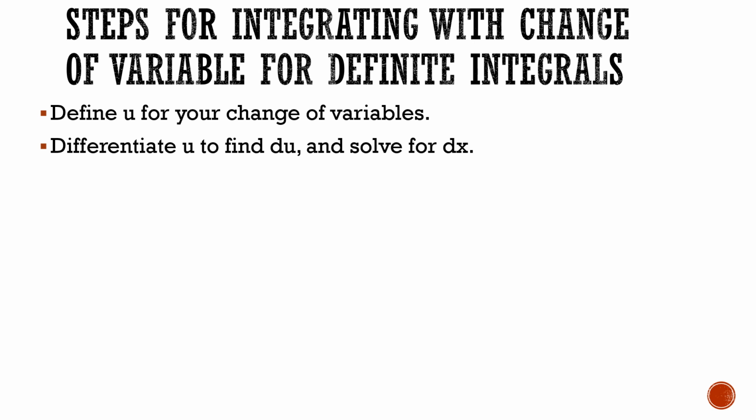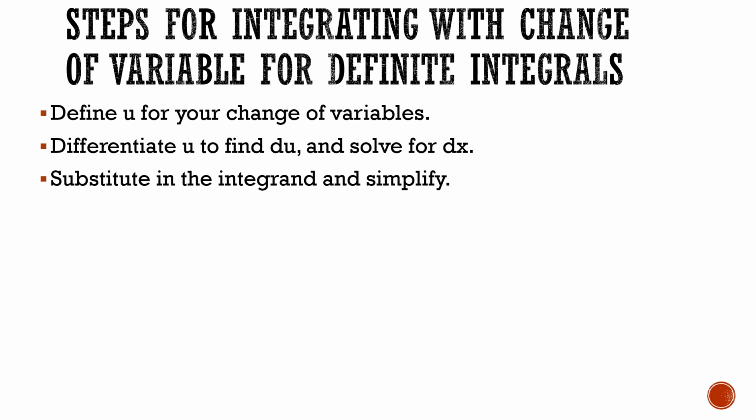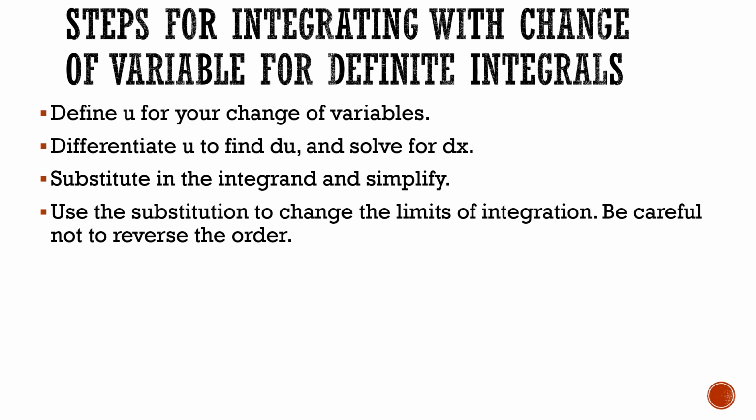All right, so here are your steps for integrating with change of variable. Basically, you're going to define your u like we've been doing. You're going to find your du and solve for dx, or whatever is in the problem with dx. You're going to substitute in and simplify. And then you're going to use substitution to change the limits. So again, you plug your original bounds into u to find your new limits. Now you have to be careful to keep the same order.